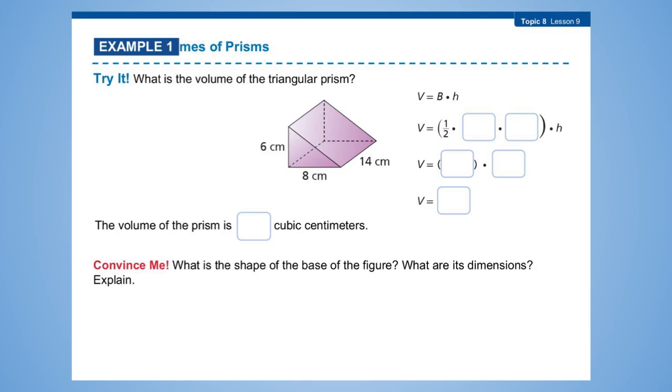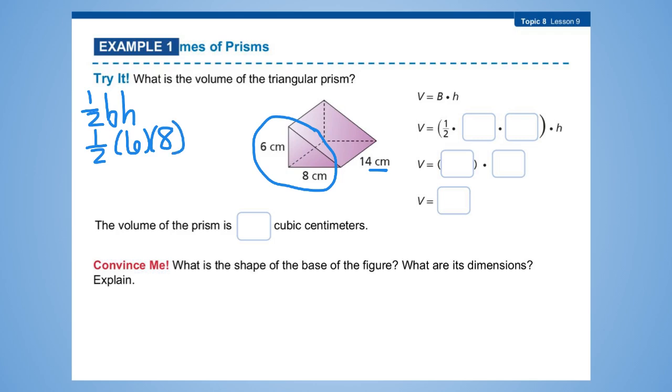This one happens to be a triangle times the height. Now this prism is laying on its side, so my height is actually right here. To find the area of the triangular base, I'm going to take half of the base times the height. So half of 6 times 8. Well, half of 6 is 3, and 3 times 8 is 24.